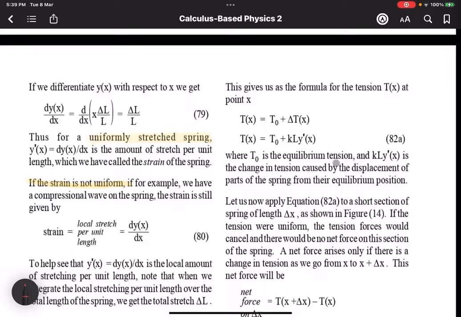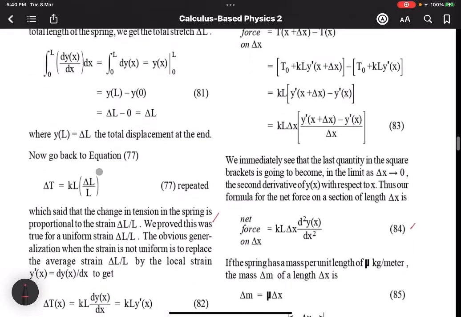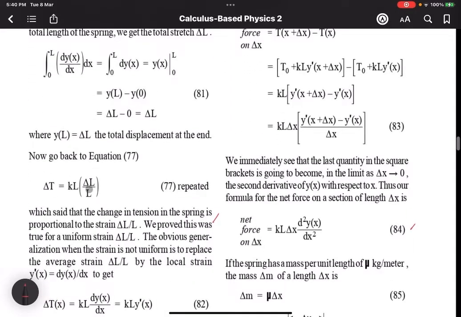Where T0 is the equilibrium tension, yung hindi pa siya nahihigit, and KLX is the change in tension caused by the displacement of the parts of the spring from their equilibrium position. Ito yung nagre-represent dun sa isang movement lang. Okay? Specific na formula for the tension Tx. Pero itong pag sinabi mong change in Tx, ito yung continually changing, no?